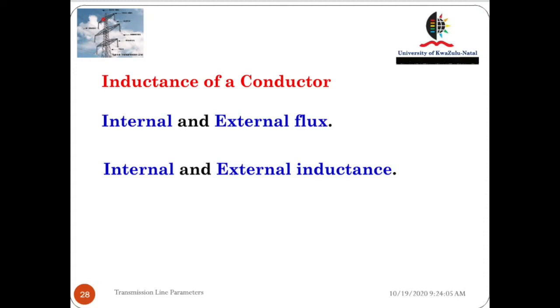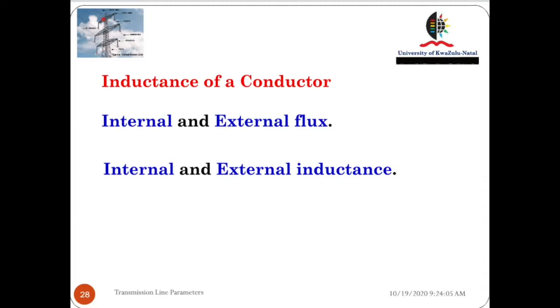So only a small fraction of the current is linking with the internal flux. And why is it so? I'll come to that later on. But for now, we need to remember what we have so far. We have internal flux, we have external flux due to the current of I ampere, and the internal flux is linking with only a part of the current I, not the whole of I.